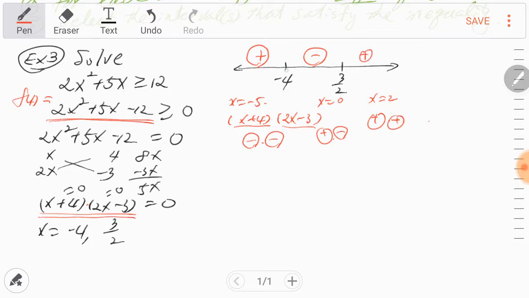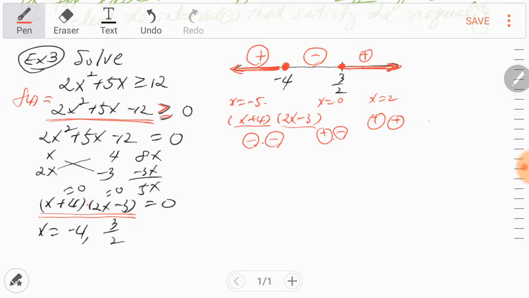All right. And then if x is negative 4, then y is 0. If x is 3 halves, then y equals 0. So we are looking for what? From this, greater than or equal to 0. Greater than or equal to 0 means positive. So the positive part is this one. So if x is less than negative 4, then y is positive. Also if x is greater than 3 halves, y is positive.